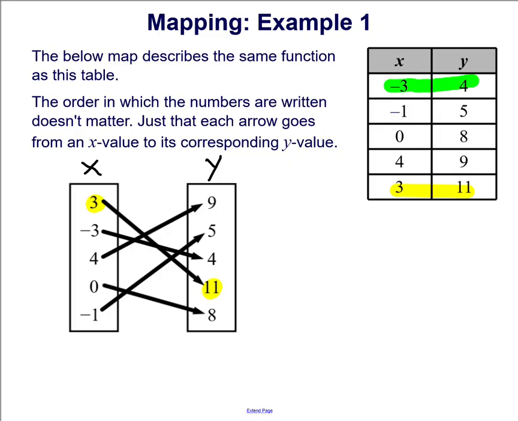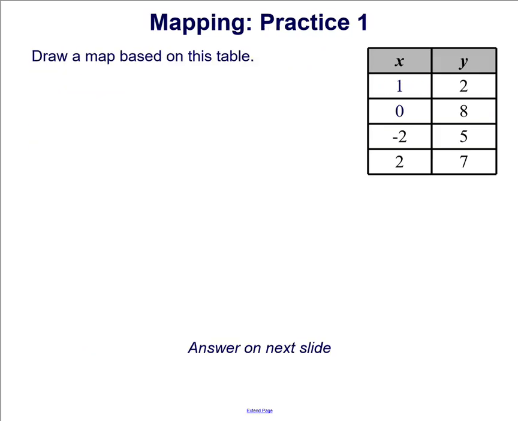Here we have negative 3, 4. So here is the x value, negative 3. There's an arrow going to its corresponding y value, 4. I'll do one more. Let's take negative 1 and 5. Here's negative 1 and x. There's an arrow going to its corresponding y value, which is 5. So once again, just to reiterate, the order in which the numbers are written does not matter, just that each arrow goes from an x value to its corresponding y value.